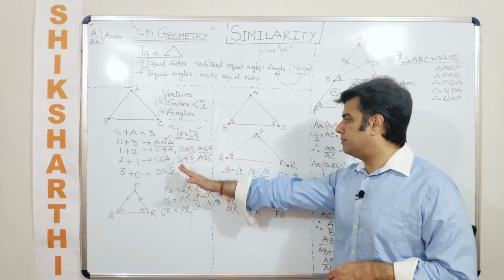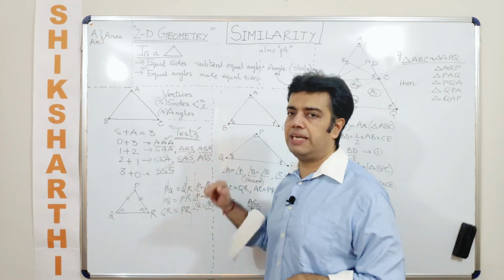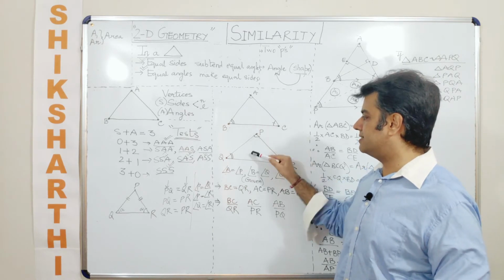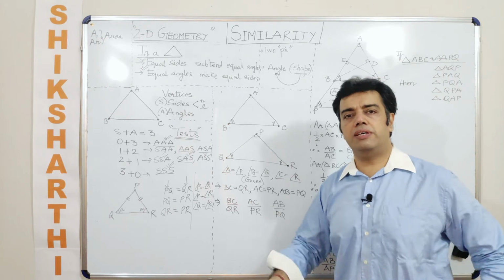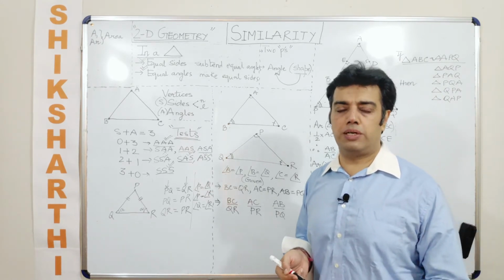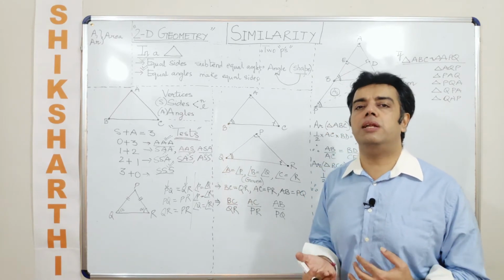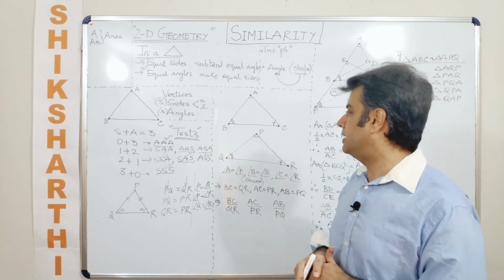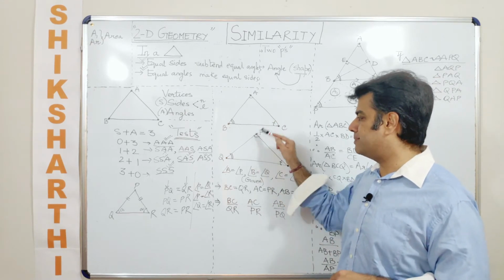Now coming down to the discussion of similarity, we know that AA or AAA is a test for similarity. So if I have to prove that these two triangles are similar, the information I need is: if any two angles of two triangles are equal, naturally the third angle of both the triangles also becomes equal. In that case, we will say that both the triangles are similar.